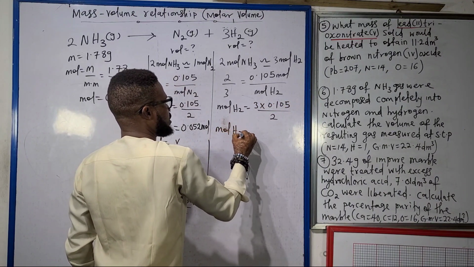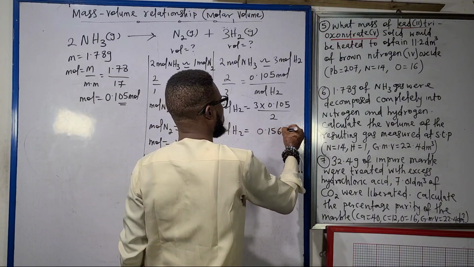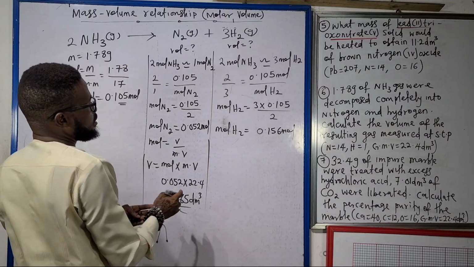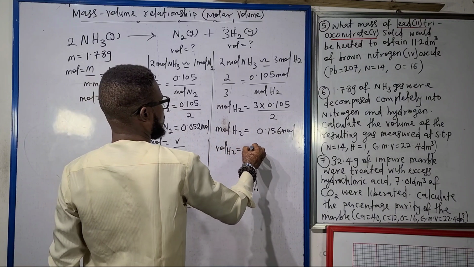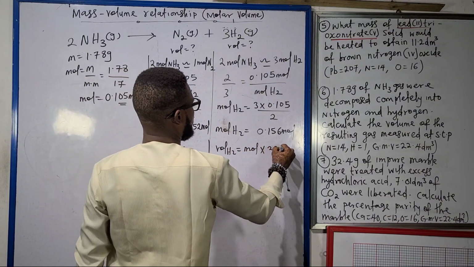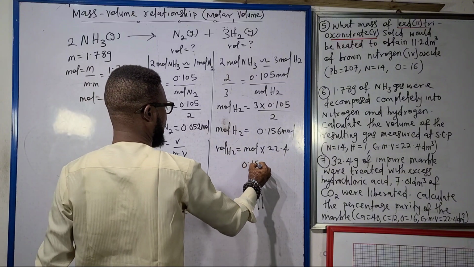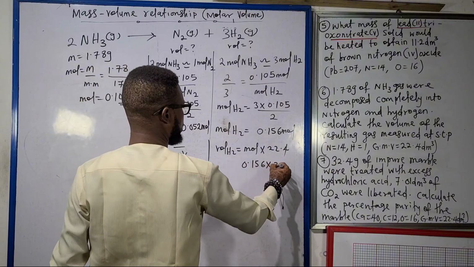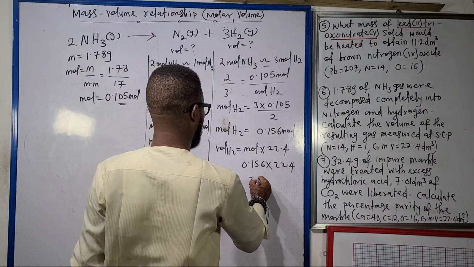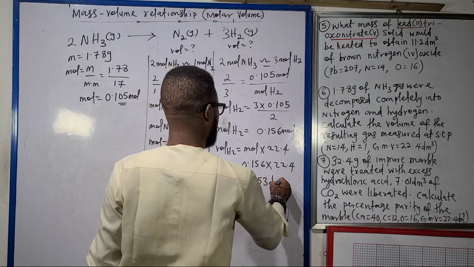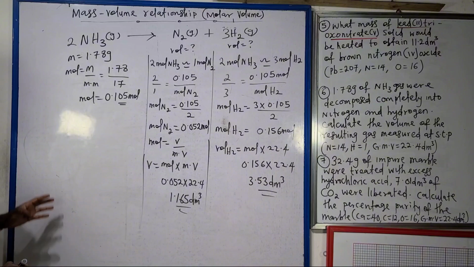Mole of hydrogen is going to be 0.156 mole. Okay, that is the mole of hydrogen. So the volume of hydrogen here is going to be mole times 22.4. So the mole here is 0.156 times 22.4, so 3.53 dm³. That is how this is to be dealt with.